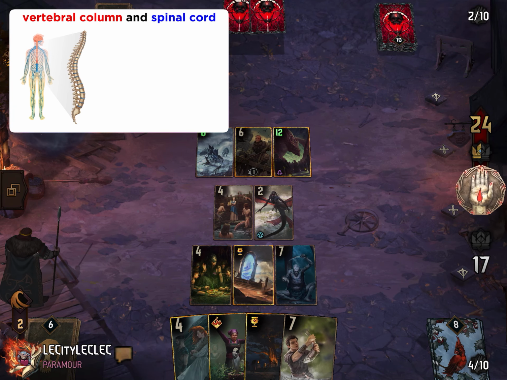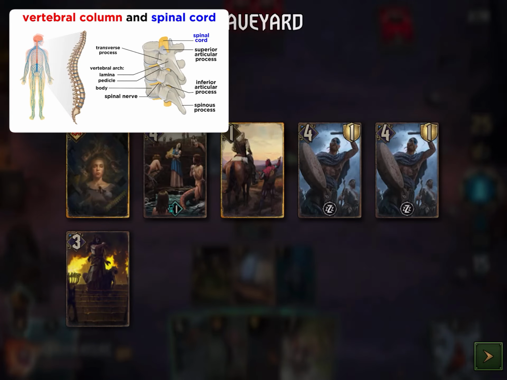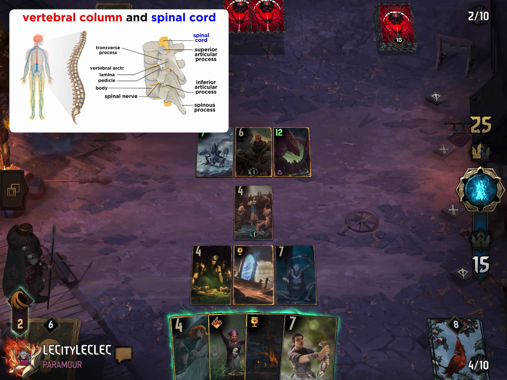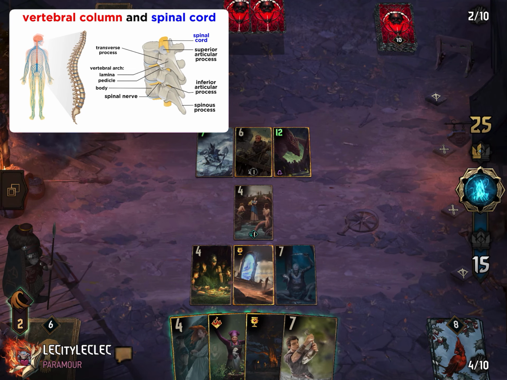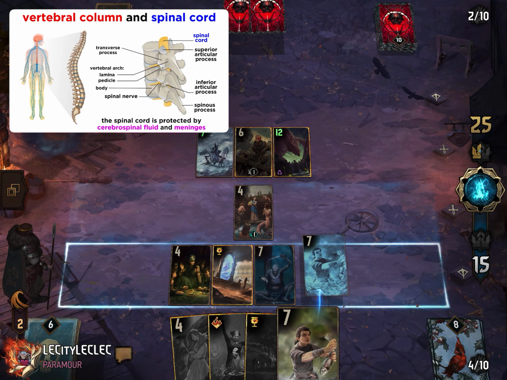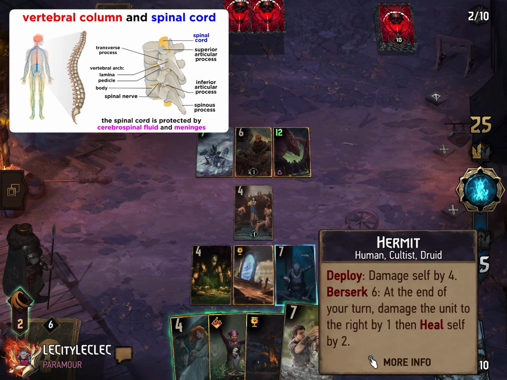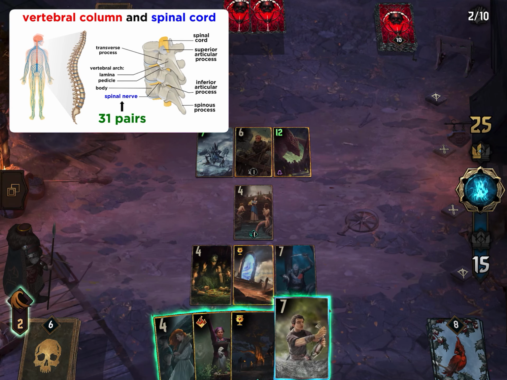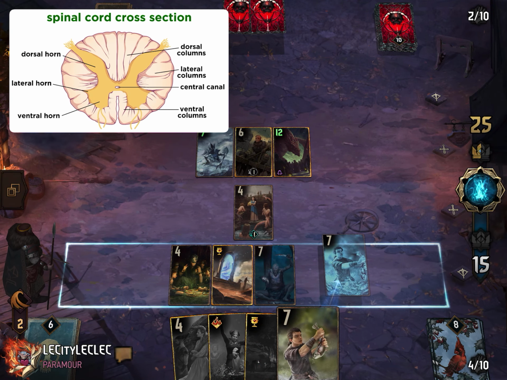We learned about the vertebral column when we looked at the skeletal system, and right in the middle of the column sits the spinal cord, spanning from the base of the skull to just past the ribs. Other than the vertebral column, the spinal cord is protected by cerebrospinal fluid and the same meninges that we saw for the brain. 31 pairs of spinal nerves attach to the cord, and we can get a better look at the cord by examining cross-sections.